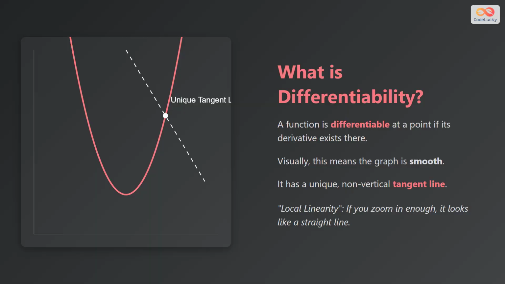Next, what is differentiability? A function is differentiable at a point if its derivative exists there. Visually, this translates to smoothness. If a function is differentiable, you can draw a unique non-vertical tangent line at that point. If you were to zoom in infinitely close, the curve would look like a straight line.